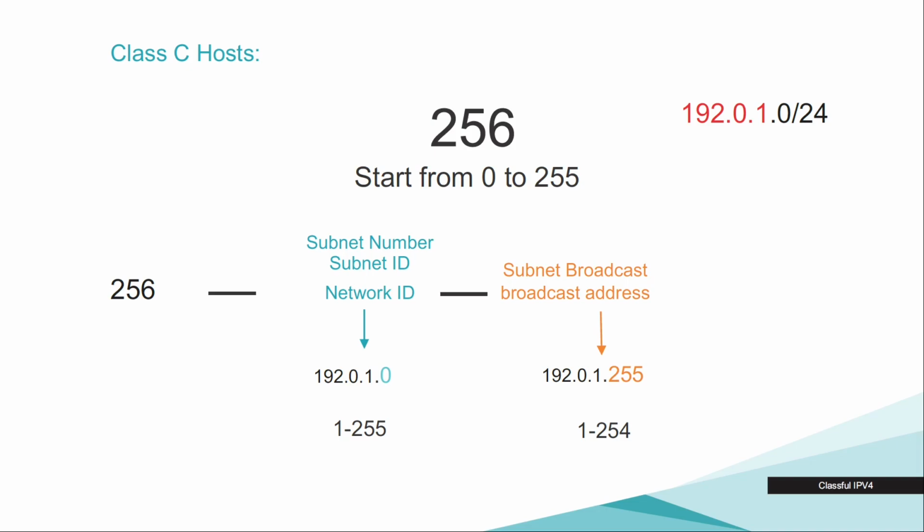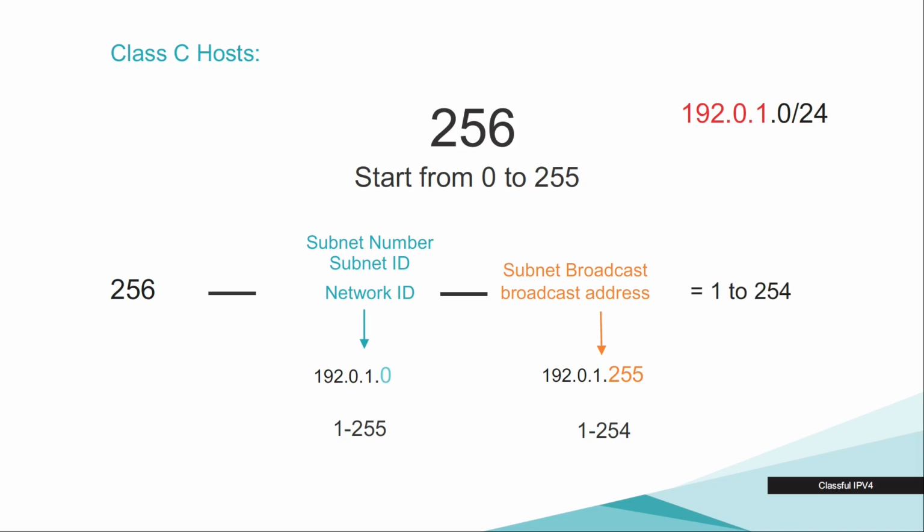So the broadcast address, which is 192.0.1.255, cannot be assigned to any device, and this is the broadcast for this subnetwork. As we mentioned before, broadcast is one sender to all possible receivers. If we want to send data to the whole subnetwork, we can use the broadcast address.